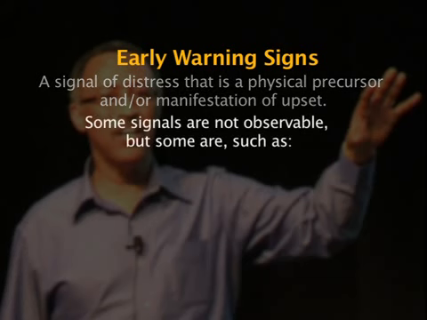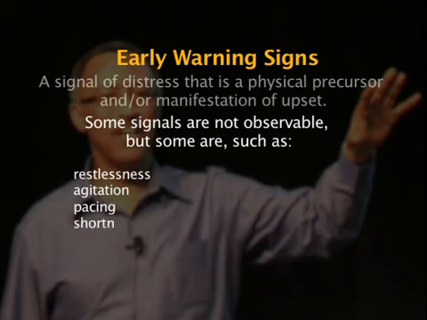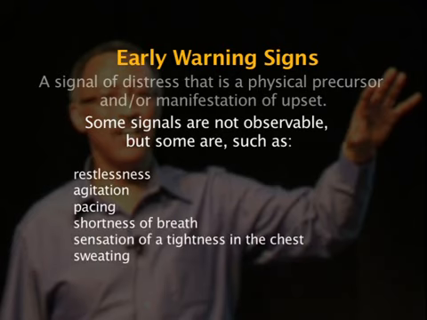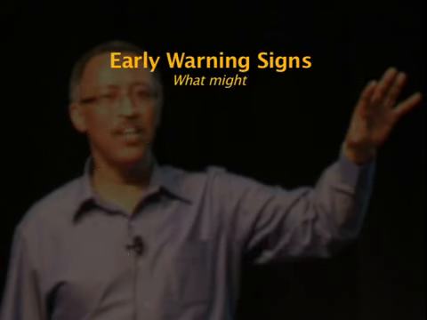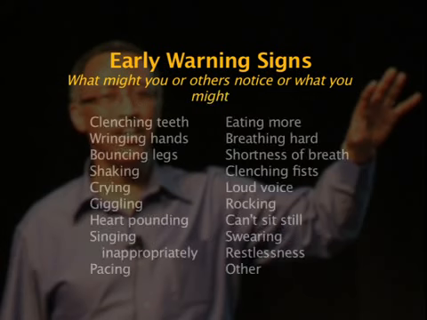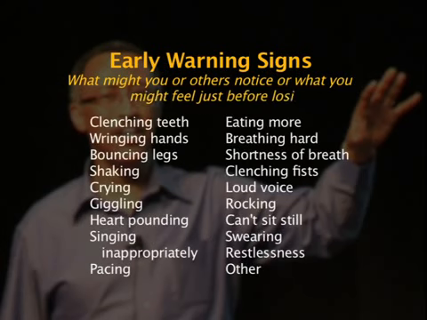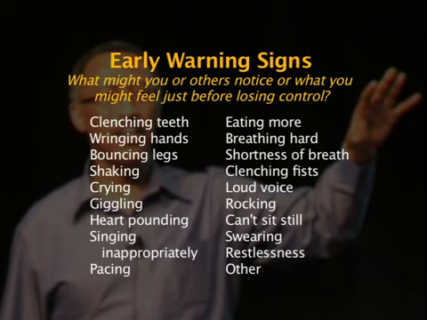We may miss some of these early warning signs, but others that we may catch would be things like feeling restless, seeing the person agitated, pacing, breathing, sensations of tightness in their chest, sweatiness, and a host of other symptoms that you may see as early warning signs: wringing of hands, shortness of breath, rocking, can't sit still, singing inappropriately. These are things we observe every single day in the population that we serve.